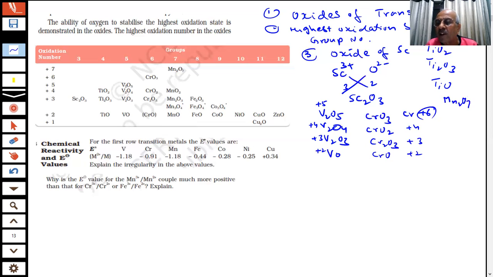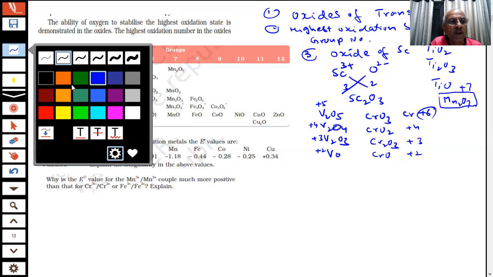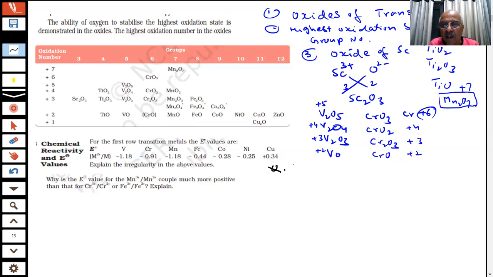Mn2O7. What is the oxidation state of manganese in Mn2O7? It is +7. This question has been asked in the paper. Manganese is +7 in Mn2O7, but MnF7 does not exist. This is not existing, this is existing. Again, what is the answer, student?